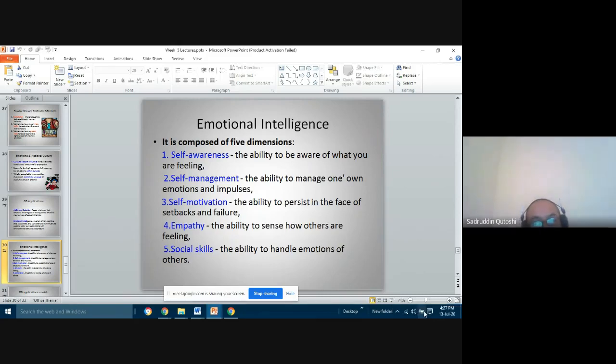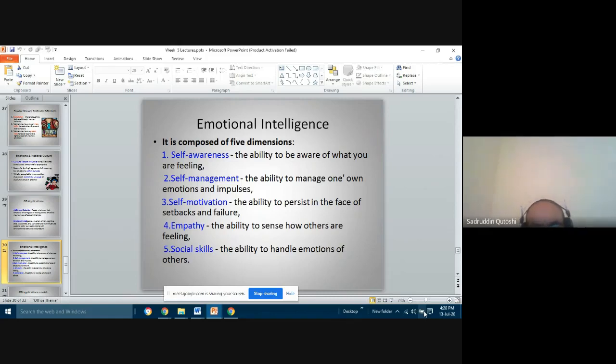Self-motivation is another important dimension of emotional intelligence. If you are a self-motivated person, you have the ability to persist in the face of setbacks and failures, to control your emotion, and to motivate yourself to behave with a certain level of emotion. The next dimension is empathy. Empathy means the ability to sense how others are feeling, keeping yourself in the shoes of others. When someone is in trouble, you should put yourself in the same situation that someone is facing.